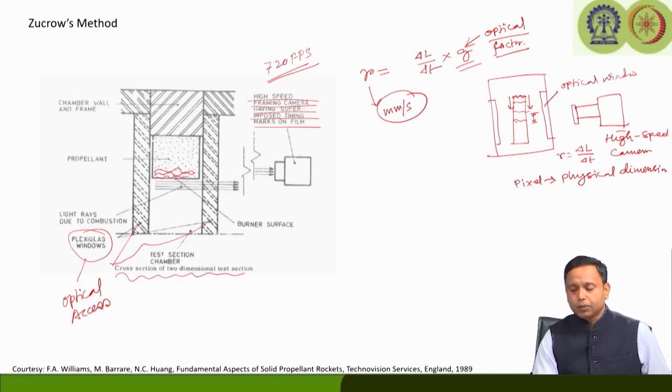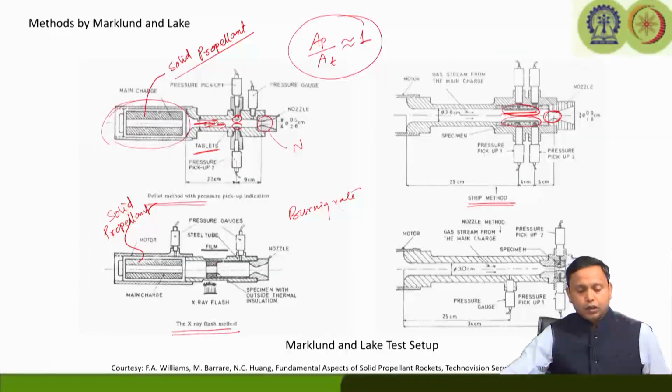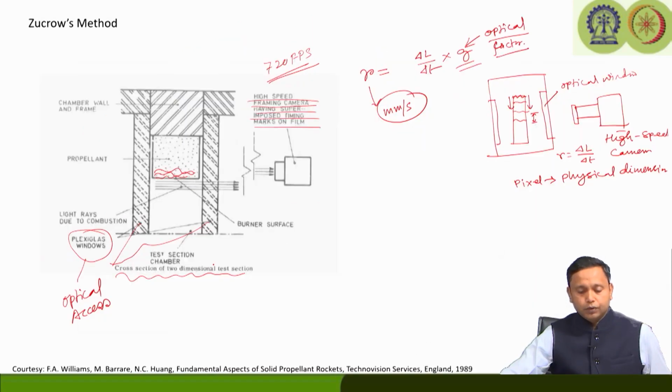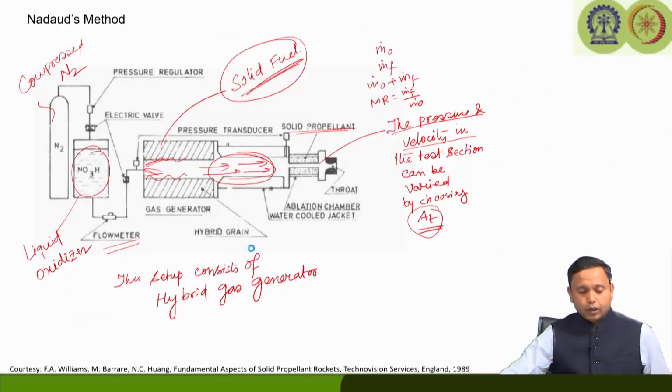Even nowadays this type of technique is followed, but we are actually concerned about the erosive burning determination. So, various methods have been tried. The major laboratory methods, as we discussed, are the methods by Marklund and Lake. Then another laboratory method is by Jucrose, and the last one we have discussed is the Nadaud method. Okay. So, I think we close today's lecture by summarizing these methods we have discussed so far.